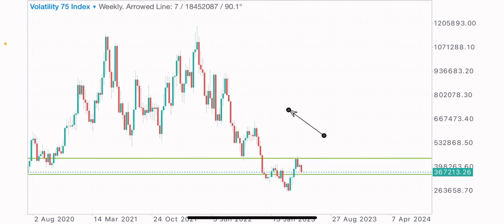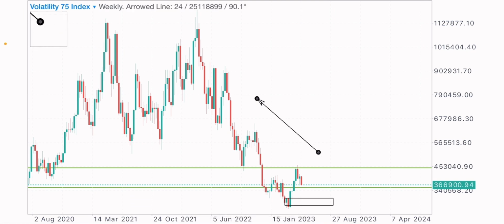We have a level of demand and an order block level as well. We need to pay attention to the weekly time frame, so we need to spot this level. This is a level of demand that we saw at this point. Let's identify that level as well.